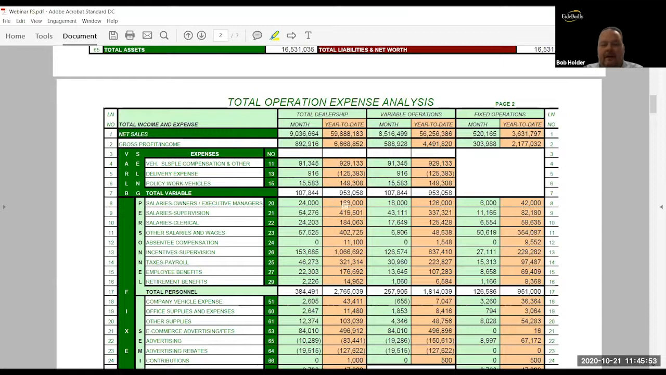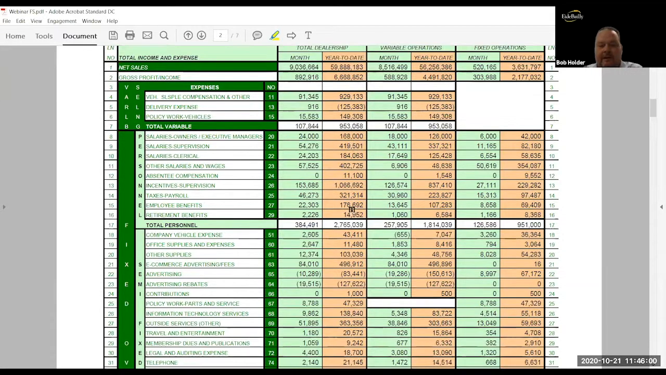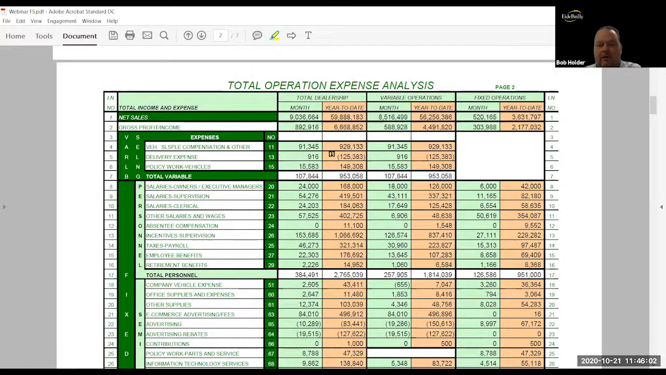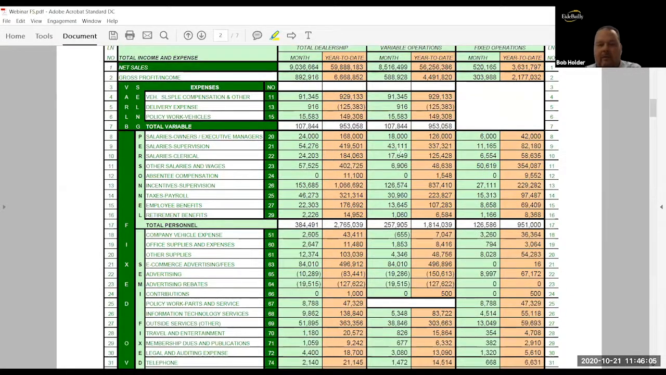I look at salaries and expect them to be somewhere in the 25 to 30 percent of gross range. Then when I scroll down, I look for things that look out of whack. For delivery expense, to have a credit balance is not necessarily bad. A lot of dealers get money from the factory, or they have a pack that they put against delivery expense. So it's very common to see a credit balance there.